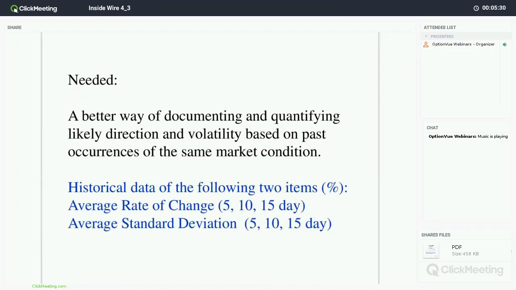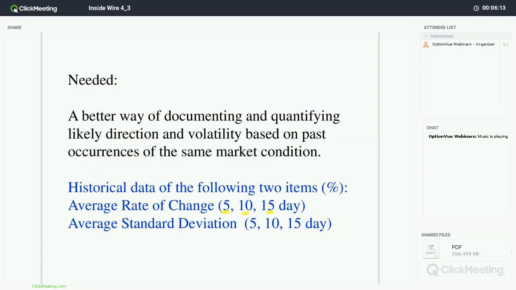So here are two things we're going to take a look at: historical data of the following two items, in terms of a percent. The average rate of change over 5, 10, and 15 days. When a market condition fires today, we go back and look at, say, the last 50 times that same condition has fired in the past. We're going to look at the rate of change over the subsequent 5, 10, and 15 days in terms of a percent, the rate of change close to close. I'll explain that in a little bit.